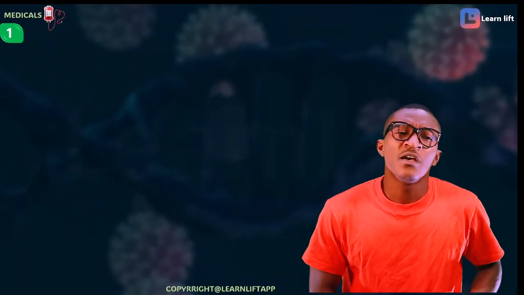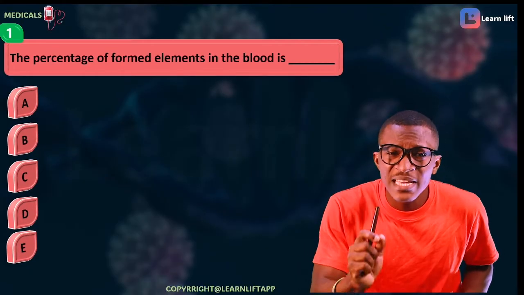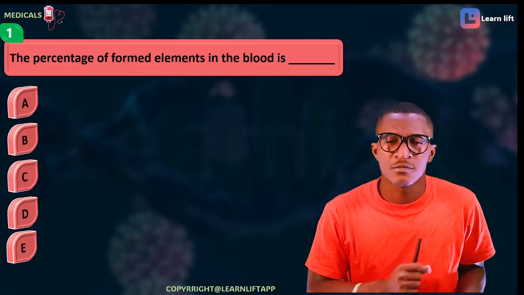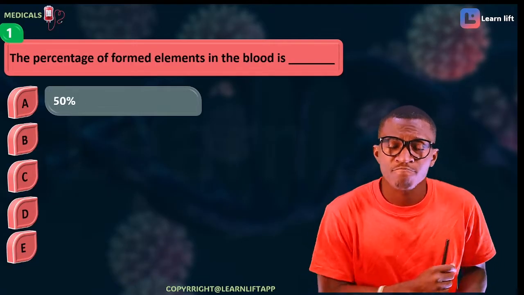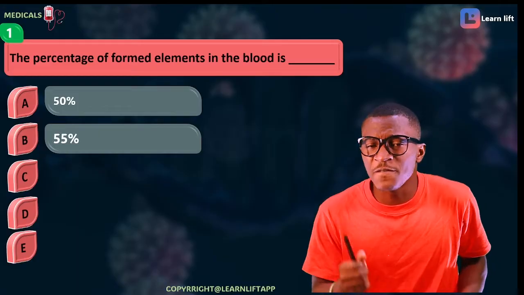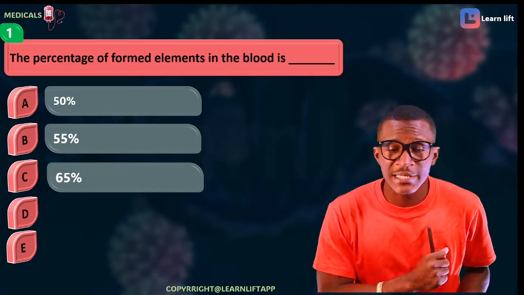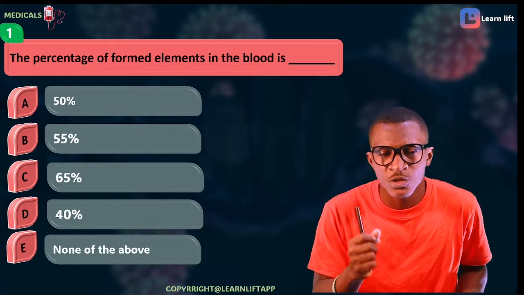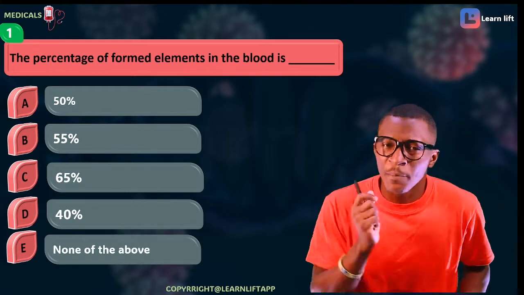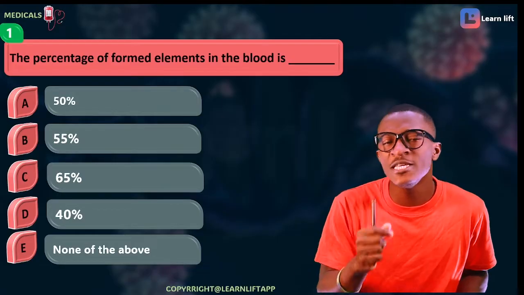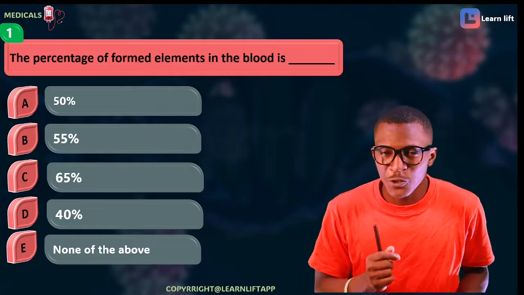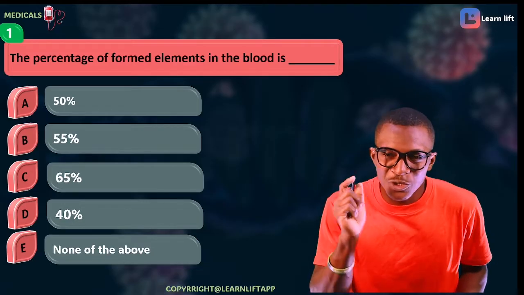The first question says, are you set? Quickly, let's move. The question says, the percentage of formed elements in the blood is. Option A says 50%. Option B says 55%. Option C says 65%. Option D says 40%. And option E says none of the above. The percentage of formed elements in blood is. Your time starts now. After you choose your answer, pause it and choose your answer.